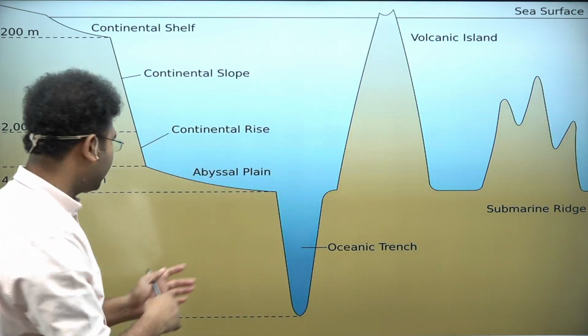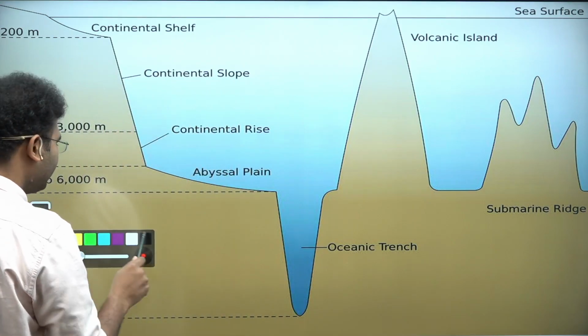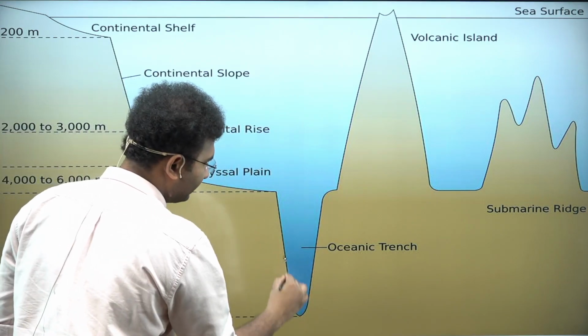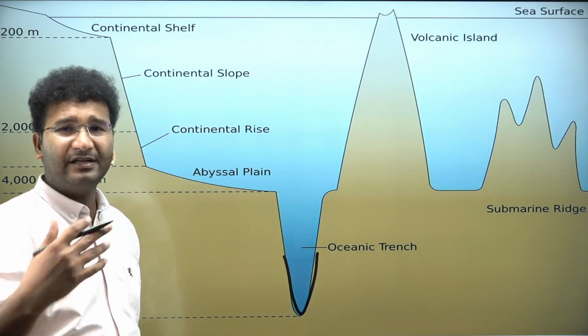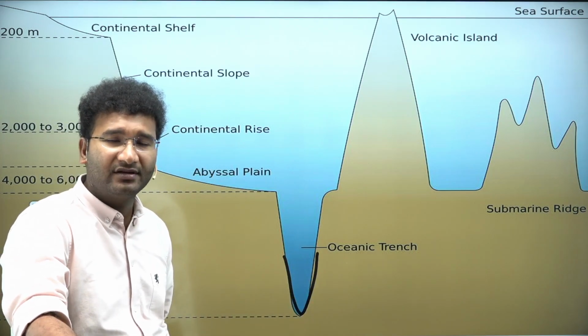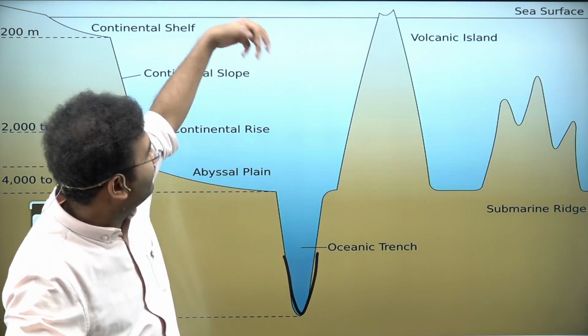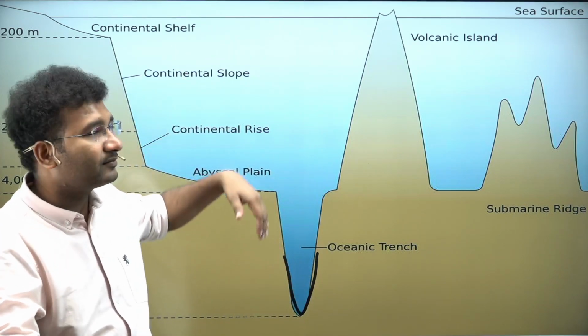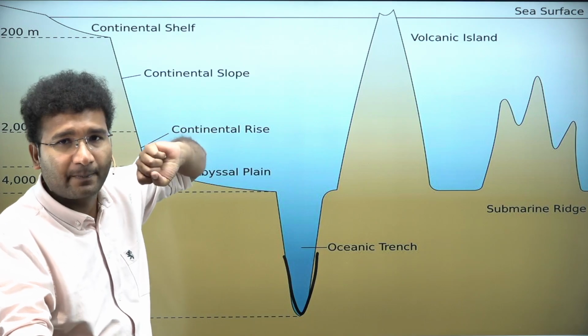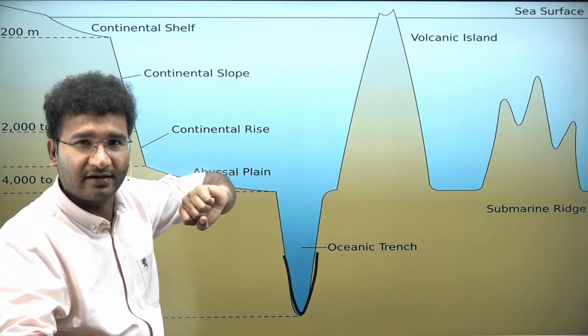See, you know that this is your sea, right? The deepest part of the sea is your trench. This is the deepest part. Now, where is the deepest part of the world ocean? It is Mariana Trench. It is deeper than Mount Everest. Even if you invert Mount Everest, it will exactly fit, and still you have some water above. So that is Mariana Trench.